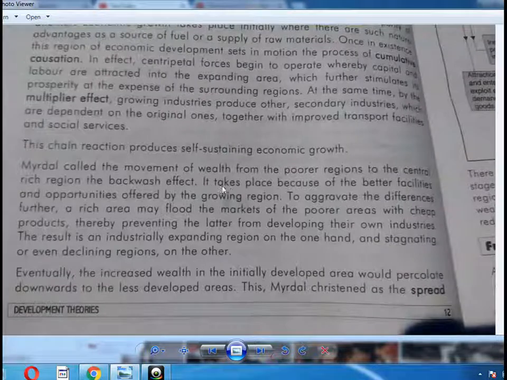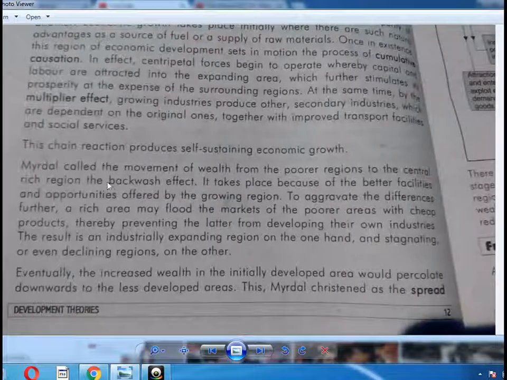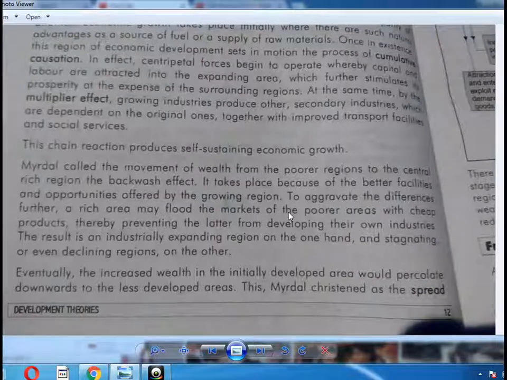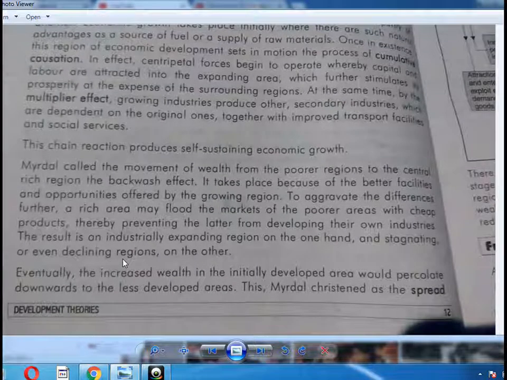Myrdal called this the movement of wealth from the poorer regions to the central region, the backwash effect. It takes place because of the better facilities and opportunities offered by the growing regions, which aggravates the differences further. A rich area may flood the markets of the poorer areas with cheap products, thereby preventing the latter from developing their own industries. The result is an industrially expanding region on the one hand and stagnating or even declining regions on the other.